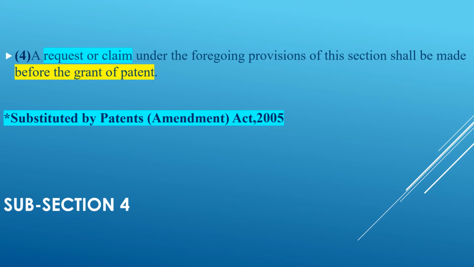Subsection 4 says, a request or claim under the foregoing provisions of this section shall be made before the grant of patent. That means a request or claim shall be made before the grant of the patent only, not after that. Fine, and this is as per the provisions of this section. And this is substituted by Patents Amendment Act 2005. Just remember it. Fine, let us proceed.